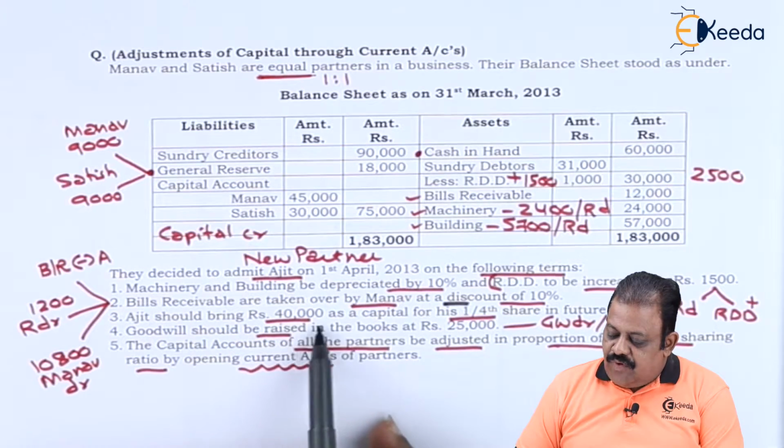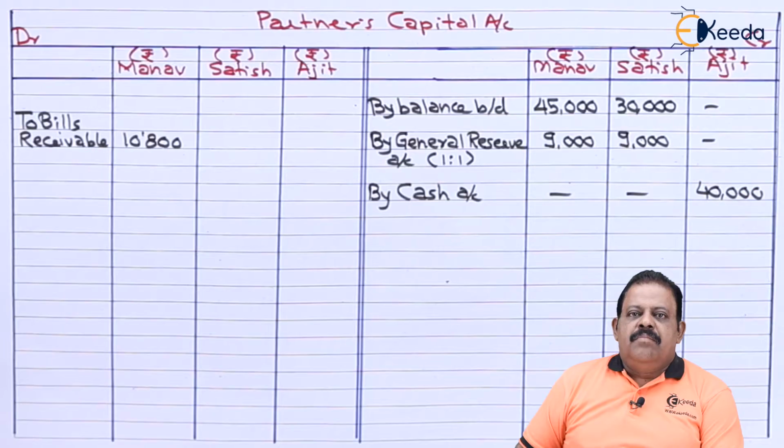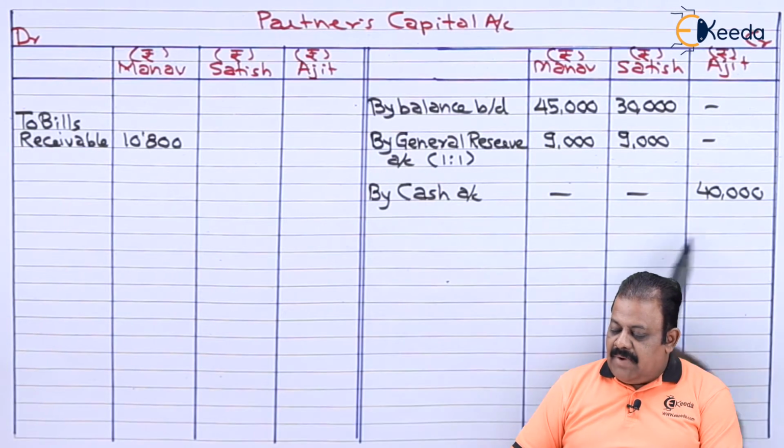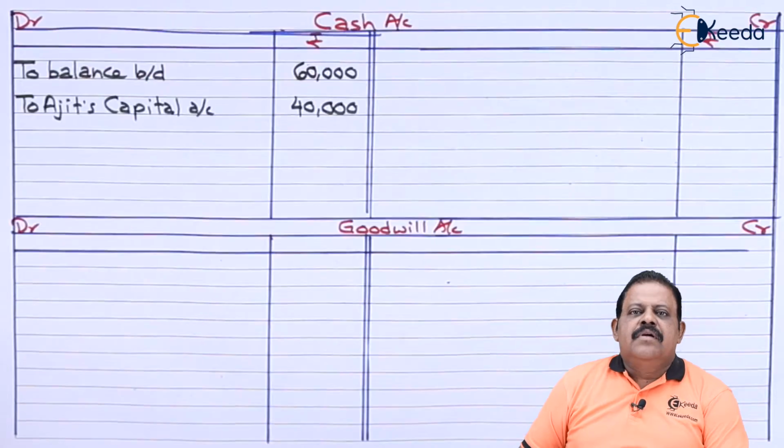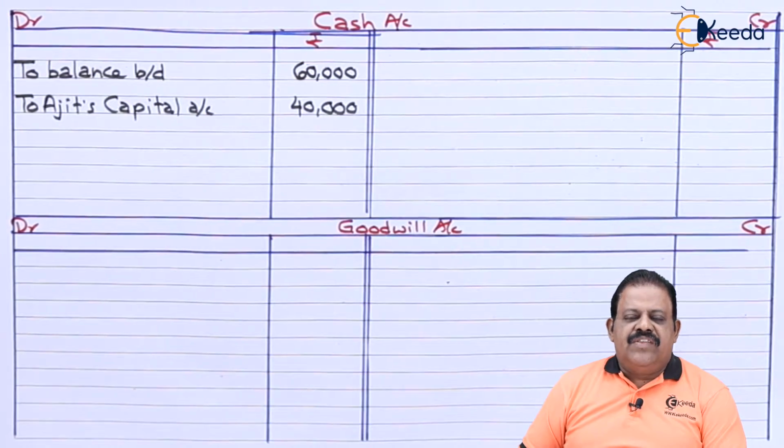Ajit to bring 40,000 as capital. Cash account will be debited and Ajit's capital account will be credited. Partners capital Ajit credit by cash 40,000. Cash account debit side to Ajit's capital account 40,000.